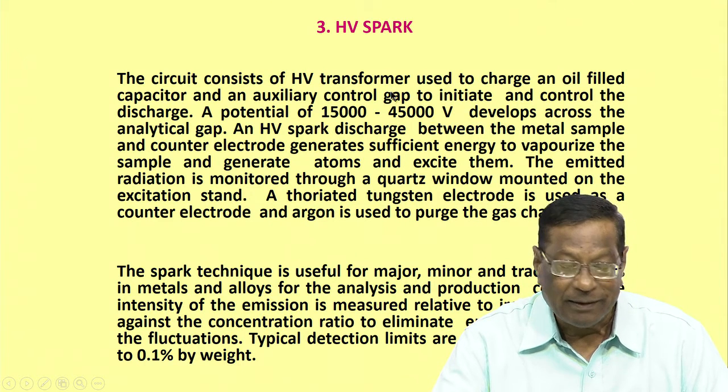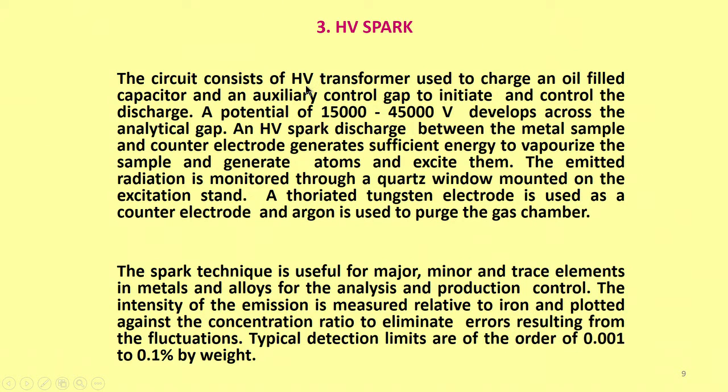So, then there is another way of generating a spark, that is HV spark, high voltage spark. Here the circuit consists of an HV transformer, high voltage transformer, used to discharge an oil filled capacitor and an auxiliary control gap to initiate and control the discharge. So, a potential difference of 15,000 to 45,000 volts develops across the analytical gap.